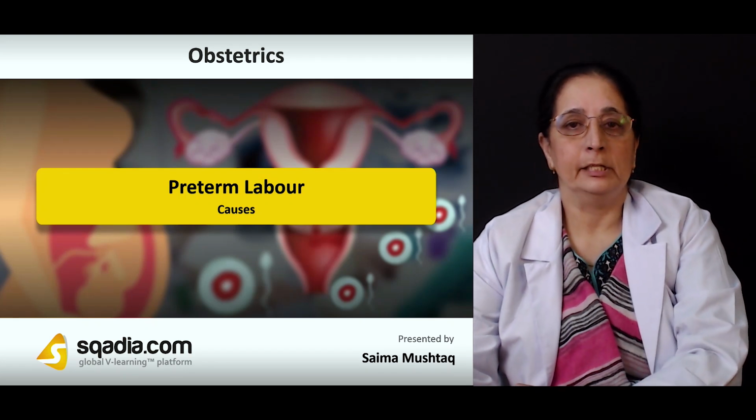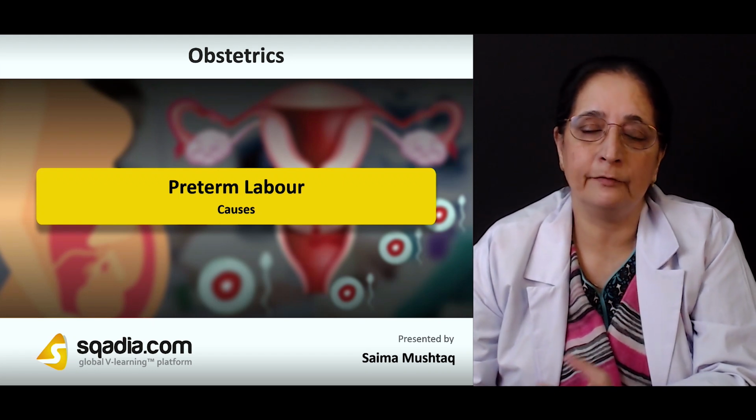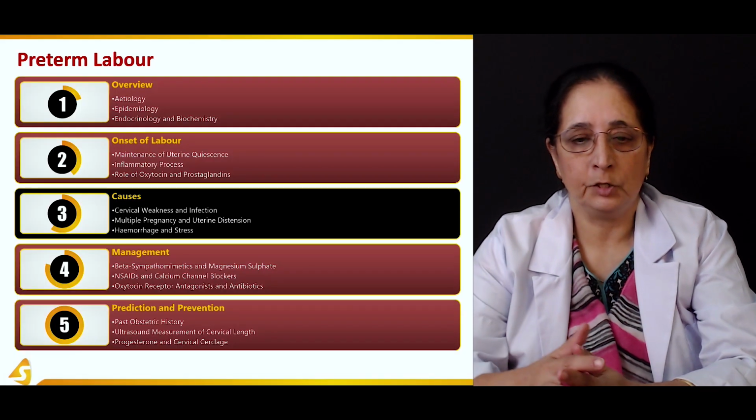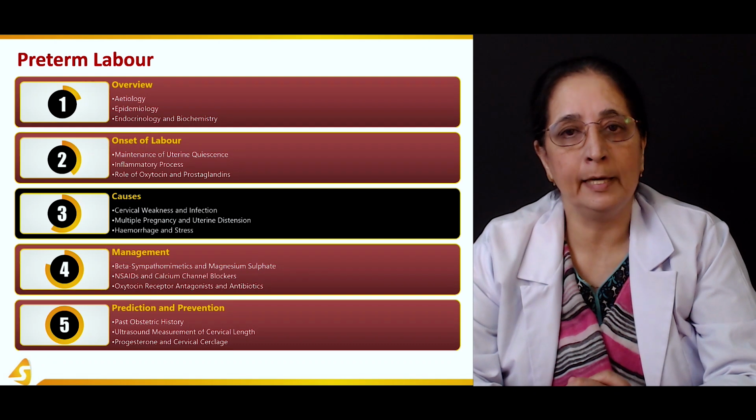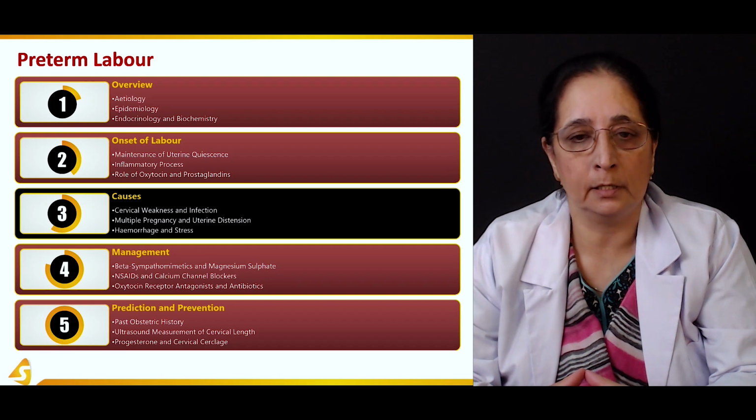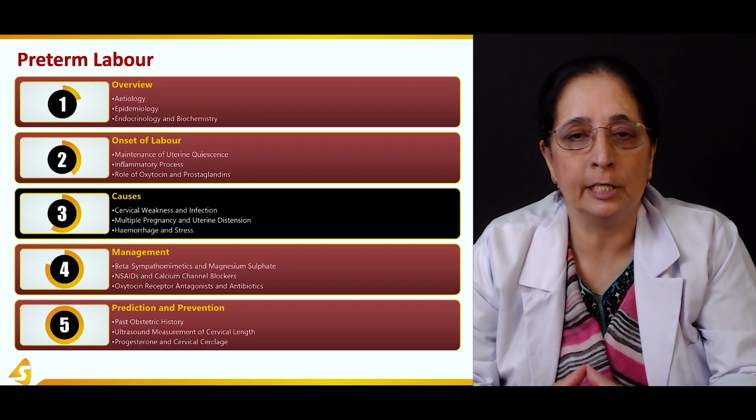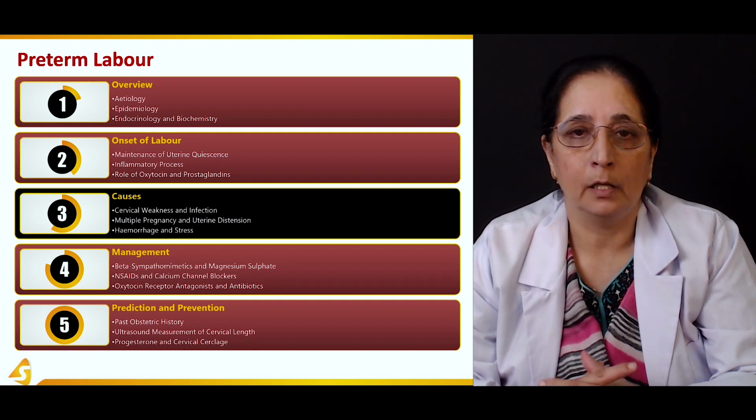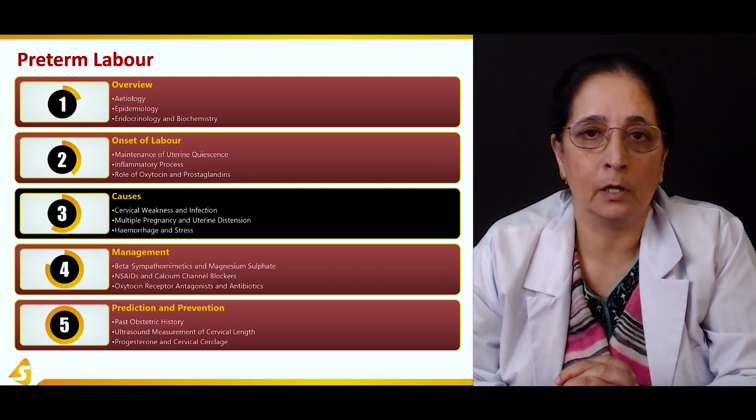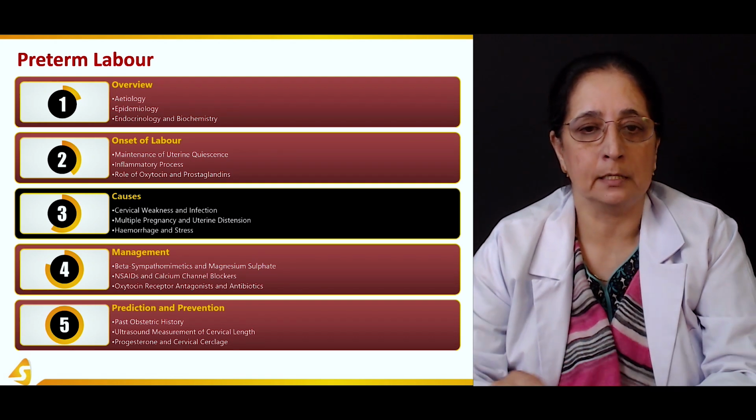Now let's start with the third section of our lecture, preterm labor, in which we will discuss the different causes of the preterm labor. In this, we will talk about the cervical weakness and infection and how they can lead to the preterm labor, and also the effect of multiple pregnancy and uterine distension on the onset of preterm labor, and what are the influences of hemorrhage and maternal and fetal stress on the preterm labor.